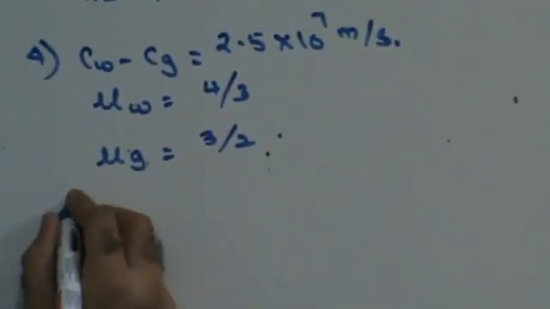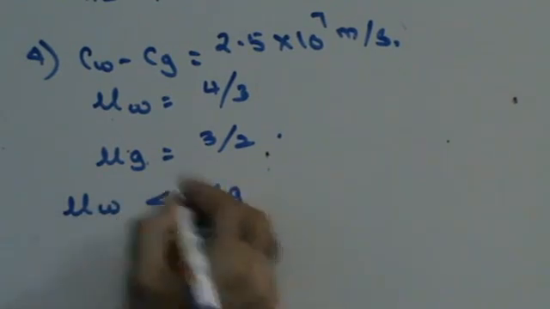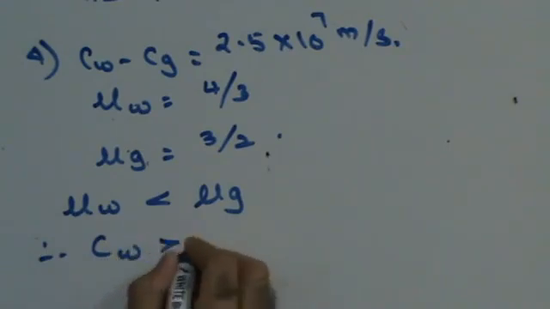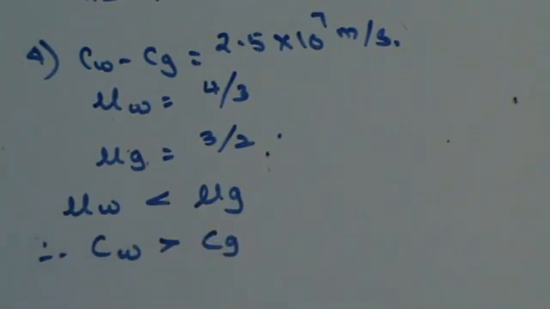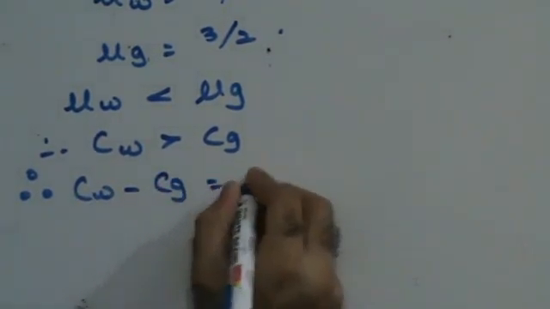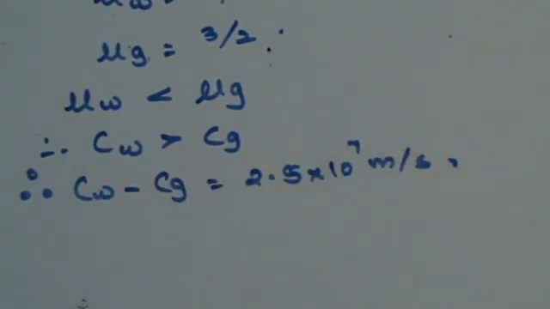Now guys, from this it's very clear that the refractive index of water is less than the refractive index of glass. 4/3 is smaller than 3/2. Therefore, velocity in water will be greater than velocity in glass. That is the reason why I have written CW minus CG and not CG minus CW. So larger number minus smaller number is 2.5 into 10 raised to 7 meters per second. That's the difference between their velocities.